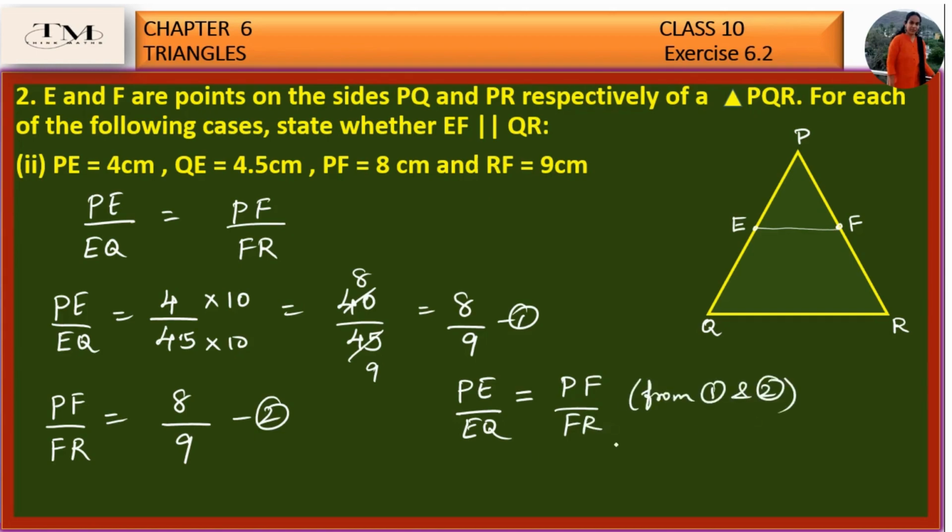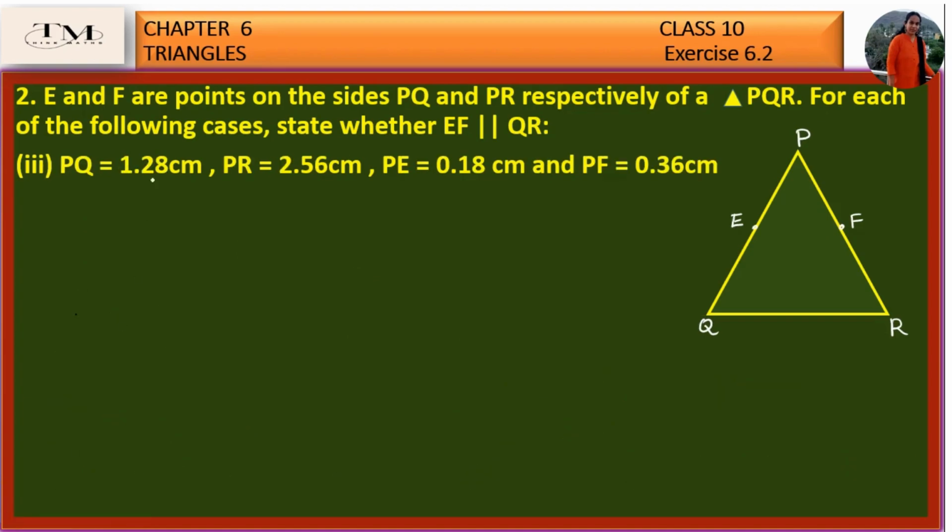So if the ratio is equal, then we have EF parallel to QR by converse of BPT. So if the ratio is equal, then EF will be parallel to QR. Okay. So moving on to the third one. So here PQ, PR, PE and PF are given. So let us check the ratio and we will check whether EF is parallel to QR.